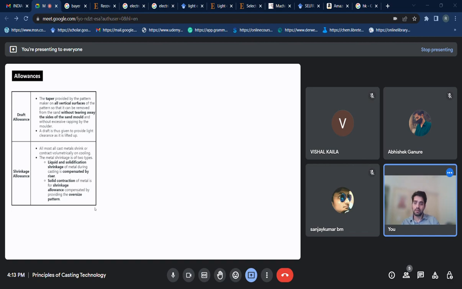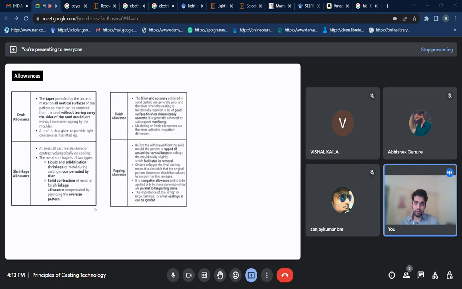And then after that, if we talk about the shrinkage allowance, as we covered, there are three types of shrinkages. Two types are covered by the riser, while we need to compensate for the third one, which is compensated by our pattern making step. Mostly all cast metals shrink or contract volumetrically on cooling.